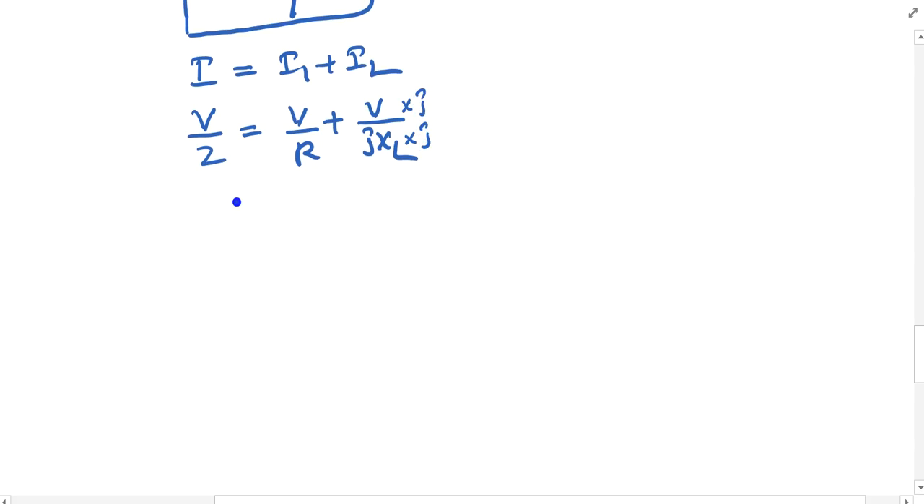Then I can write V by R plus J into V by, instead of J square I will get minus 1. So I can write here minus 1 and I can remove this one. I will get minus XL. So this is what I am writing here: V by R minus JV by XL. This is nothing but V by Z.